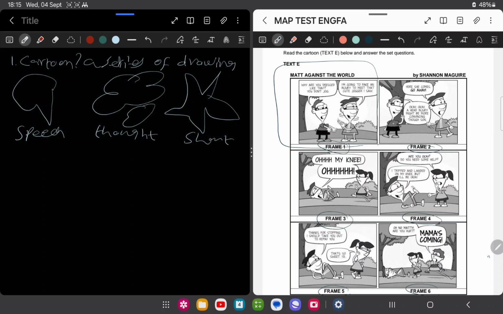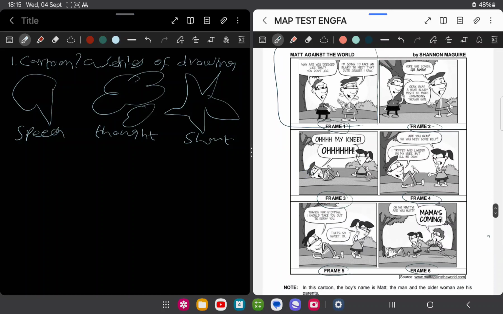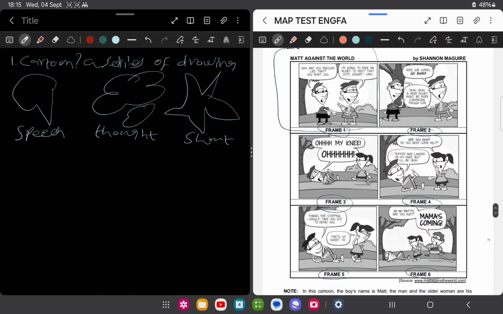Before you analyze a cartoon, you have to check the setting where the conversations are taking place. It can be in the house, car, garden, playground, or other settings. In our cartoon, you can assume the setting is a tar road, or a pavement where people are busy jogging. You can see this girl is running here.